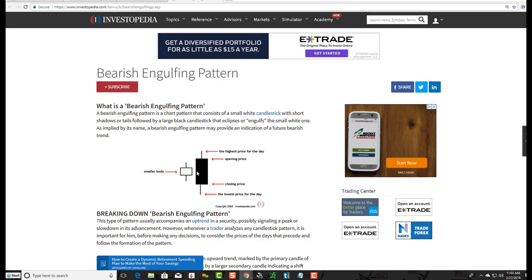So typically in an uptrend, you might see this happen, a small bullish candlestick being engulfed by a bearish one, showing a potential reversal in trend. Not always, it's not 100%, just like trading, nothing's always 100%, but that's the idea of it. When a stock's moving up and you start to see a bearish engulfing pattern, be careful of a potential reversal. So let's take a look at some examples here.